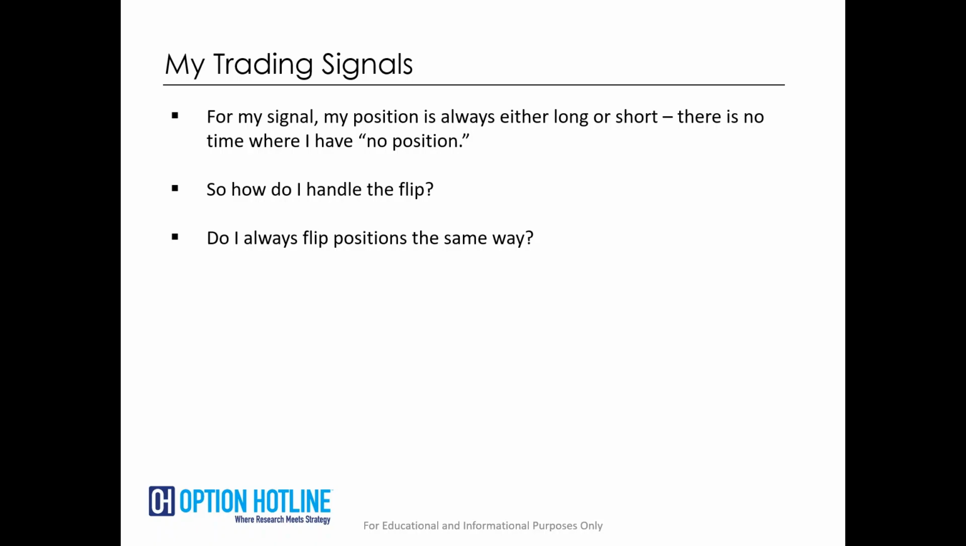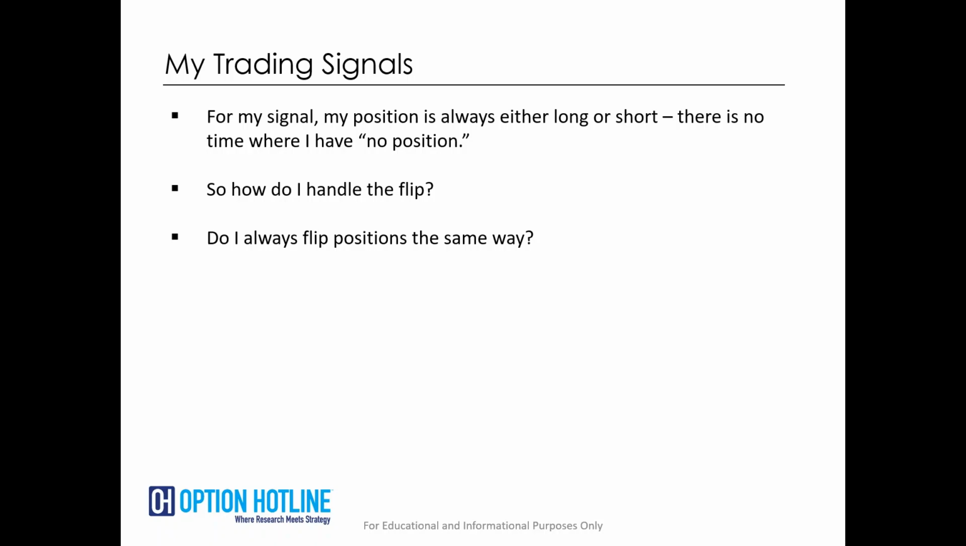We have a lot more stocks to look at. In core commodity, I'm only looking at three: gold, silver, and oil. I'm trying to maximize return by being long and short at all times and always having an exposure to these markets and optimizing that exposure. So how do I handle that flip?